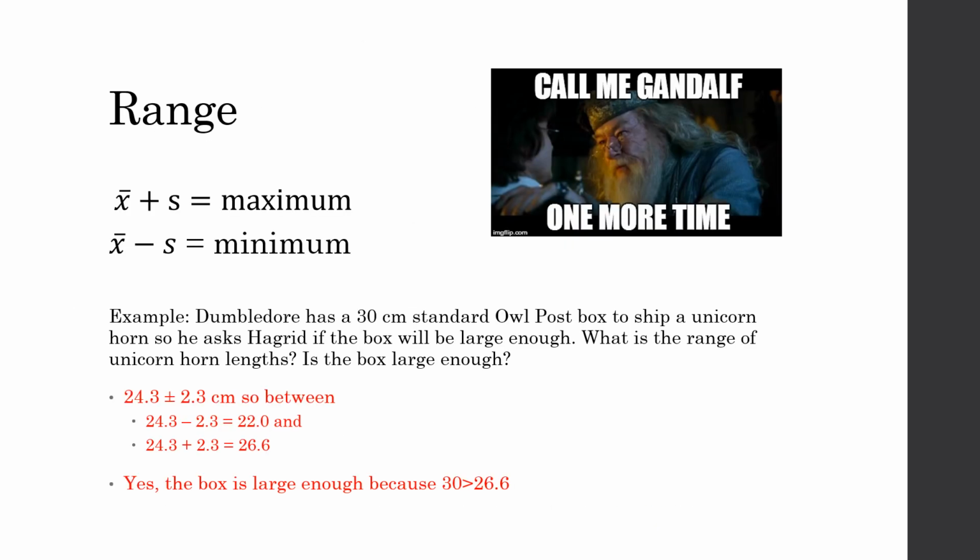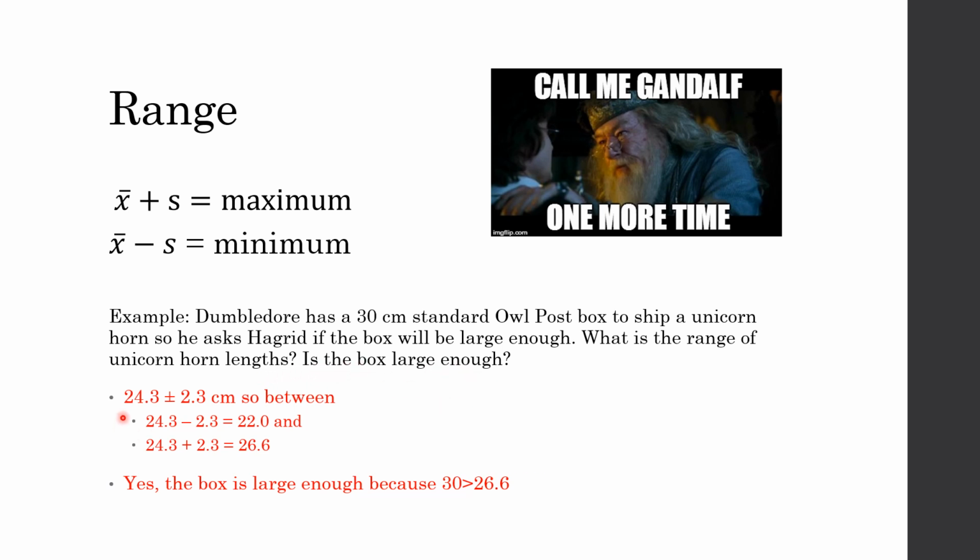Okay, so now let's discuss range. Range is your average value plus your sample standard deviation and your average value minus your standard deviation. This gives you your maximum value and your minimum value respectively. So let's say, for example, Dumbledore has a 30-centimeter standard owl post box to ship a unicorn horn. So he asks Hagrid if the box will be large enough. What is the range of unicorn horn lengths? Is the box large enough?